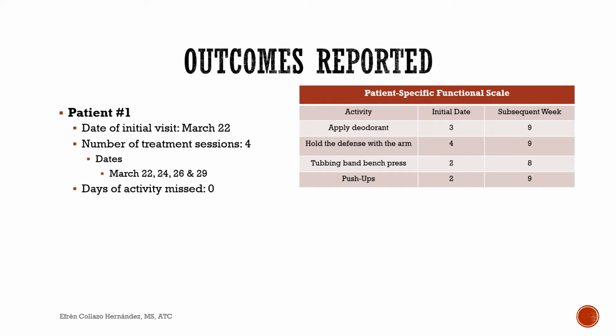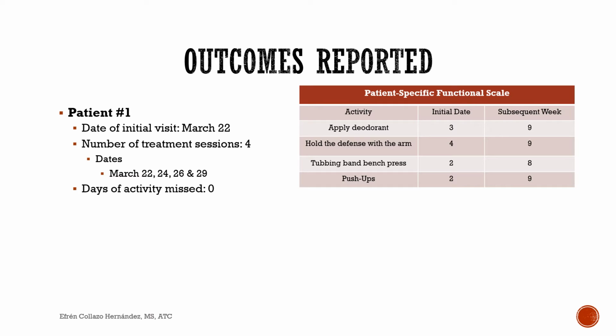And those are the results of the patient-specific functional scale. One of the things that impressed me in this activity were the activities of daily living that they reported they cannot do. It was interesting to see that he said he cannot apply his deodorant, that it was very difficult to raise his arm to do the activity. At the initial date, he classified it as a 3, and the next week it was a 9.